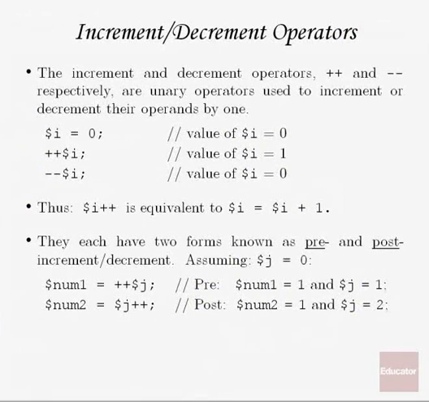So there are also what are known as the increment and decrement operators. Basically, these operators are unary operators. They operate on one value, and they increment or decrement the value of their operand by 1. They're represented by two plus signs and two minus signs together. This is the increment operator, and this is the decrement operator.